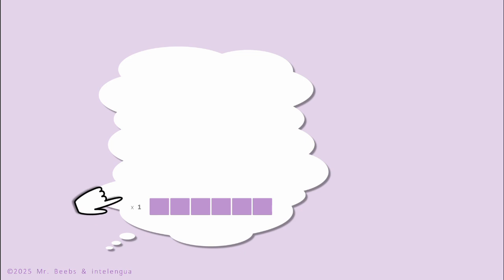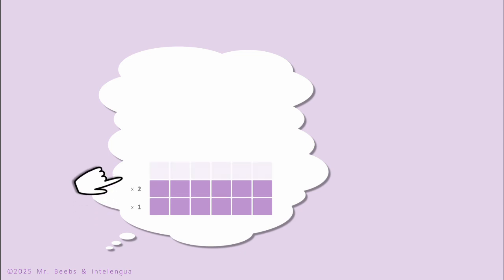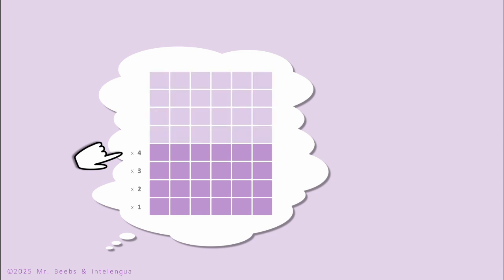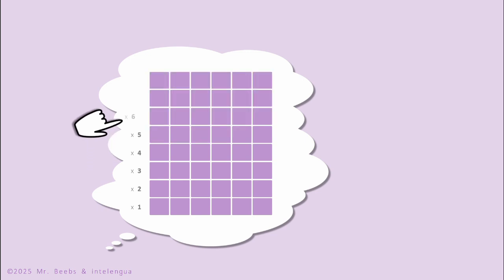1, 2, 3, 4, 5, 6, 7, 8. If we have 6 in a row, and there are 8 rows, the total is 48. That's multiplication.